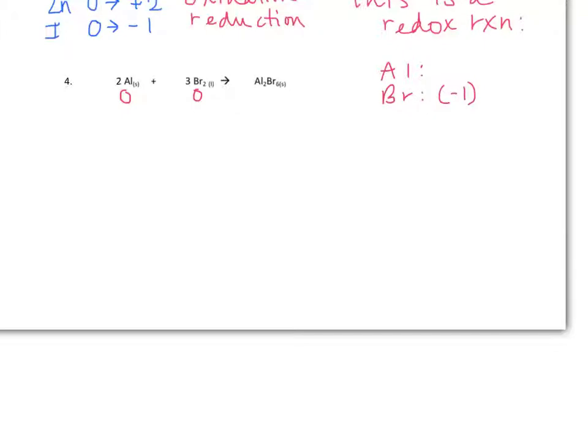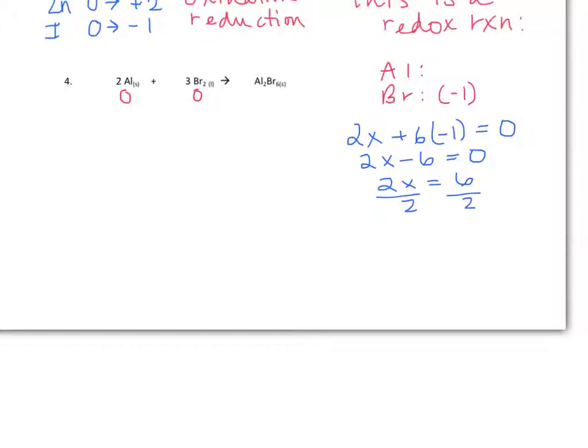Therefore, we must figure out what aluminum would be. If you can figure it out in your head, fantastic. If you need to set up an algebraic expression, no problem. We have 2x, because we don't know what aluminum is, and we have 2 of them, plus 6 times -1 has to equal the overall charge of 0. So 2x minus 6 equals 0. Bring 6 to the other side. 2x equals 6. To get x by itself, divide both sides by 2. x is equal to +3. So aluminum here is +3.